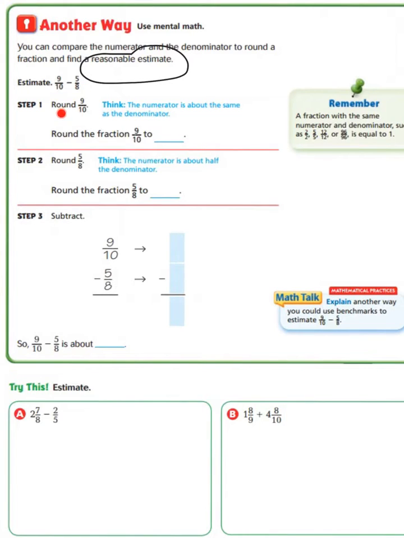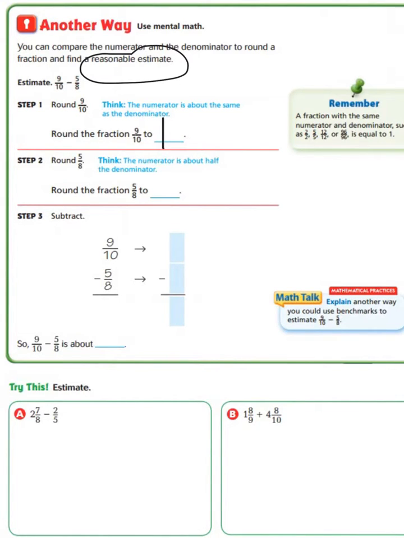So the first step is to round 9/10. But you want to keep in mind, think to yourself, the numerator is about the same as the denominator. We notice in 9/10 we are only one piece away from the whole. We've got 9 out of the 10 pieces, so we are very close to having a whole. Therefore, we would round the fraction 9/10 to 1.